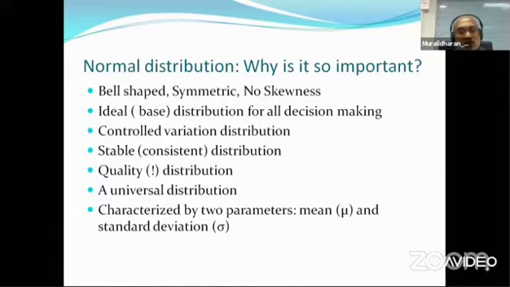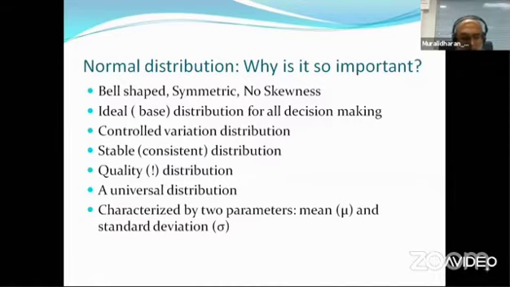These days, most of the professionals, quality professionals, Six Sigma, Lean, TQM or ISO people, everybody considers this normal distribution as a quality distribution. Yes, of course, it has a quality connection. This is not the time to discuss all those things. So please understand from the philosophical point of view also. So normal distribution is considered to be a universal distribution. That's the reason why it's considered to be a universal distribution.